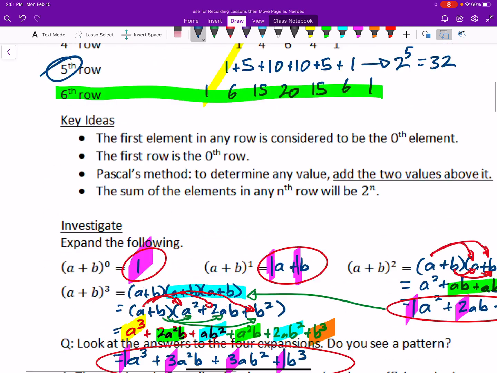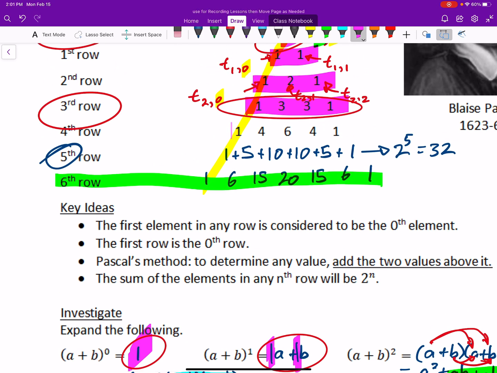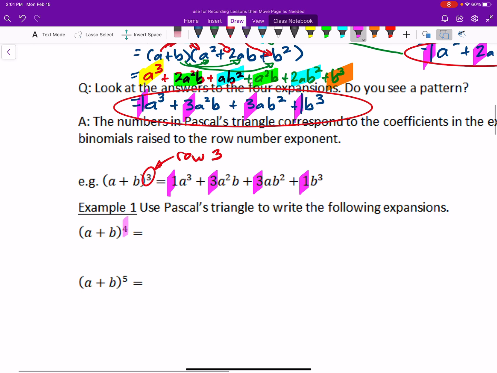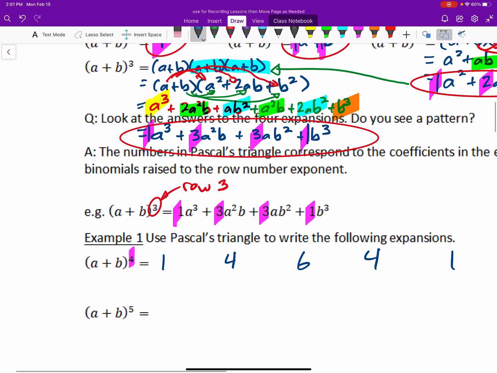So if that's the case, then I can use Pascal's triangle to do the following expansion. I know that I'm going to have the numbers 1, 4, 6, 4, 1 for row 4. So if I write those out first, 1, 4, 6, 4, 1. Then let's look at the pattern of the letters. I've got a's, right? I got a cubed, a squared, a, and then there's no a in the last one.